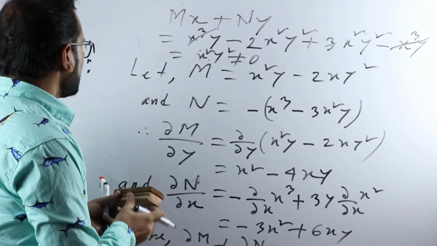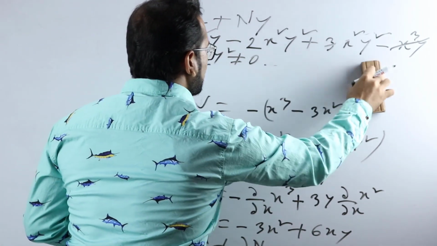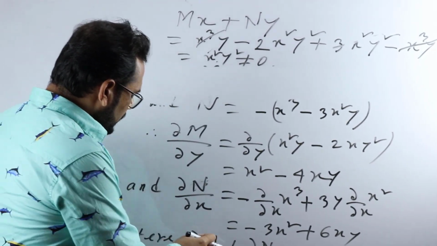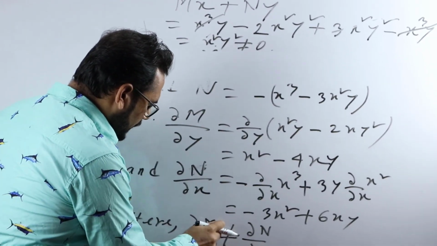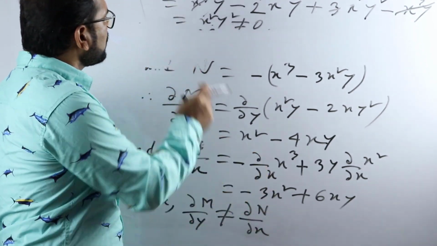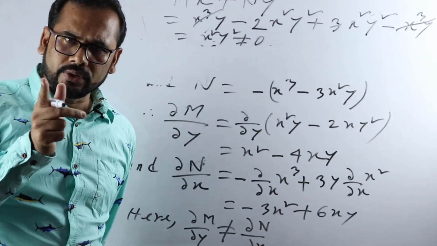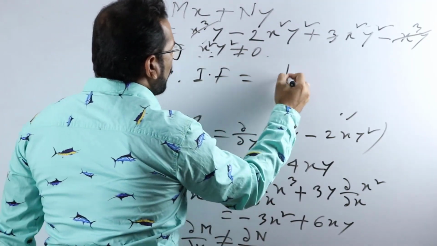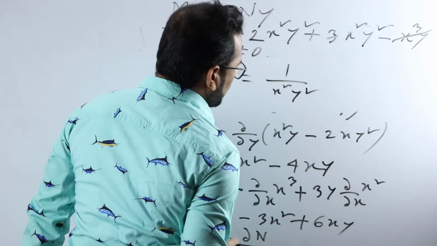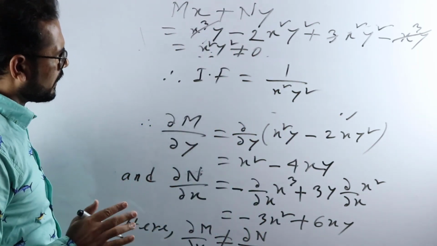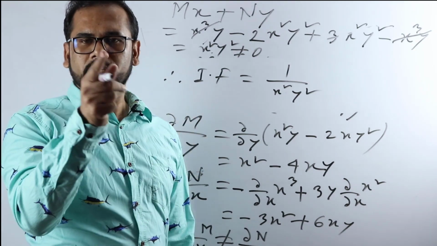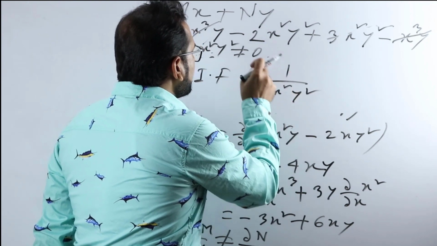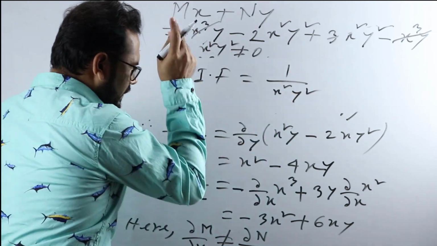It is not 0. We have discussed a solution technique in my previous lecture, that if this is not exact, that is del y of M is not equal to del x of N, and Mx plus Ny is not equal to 0, then our integrating factor will be 1 divided by x square y square. This is our integrating factor. To make the differential equation exact, we have to divide our given differential equation by x square y square.